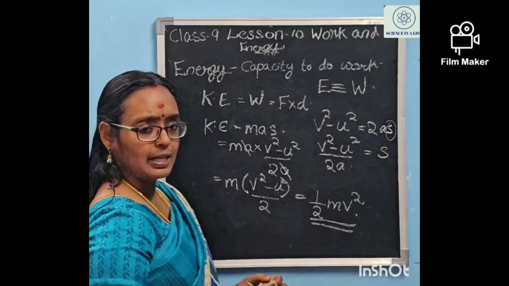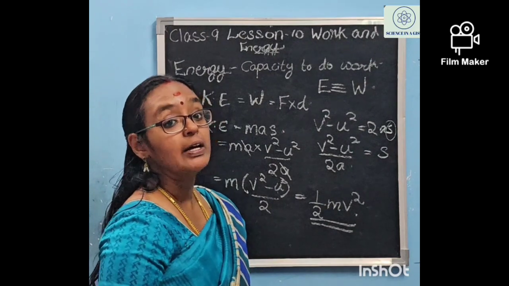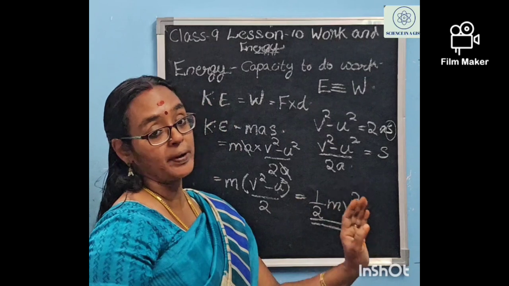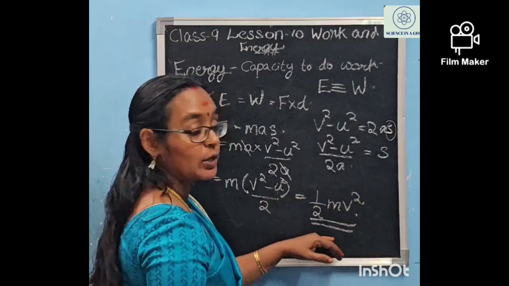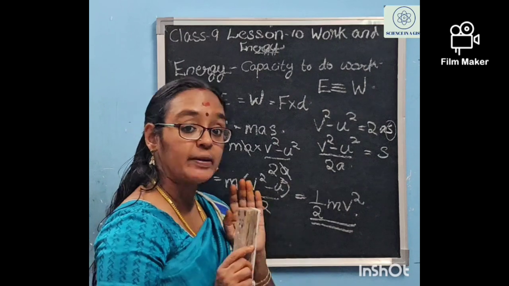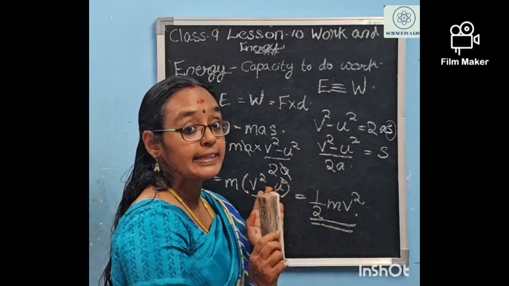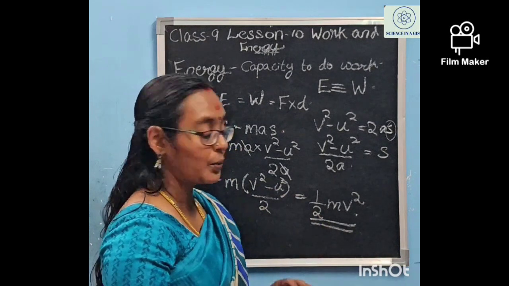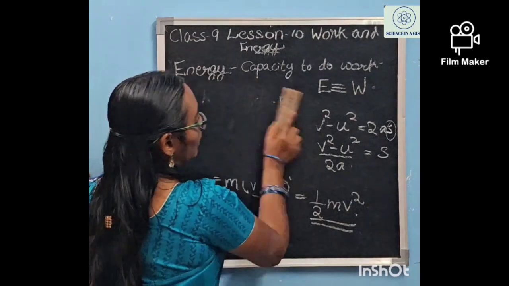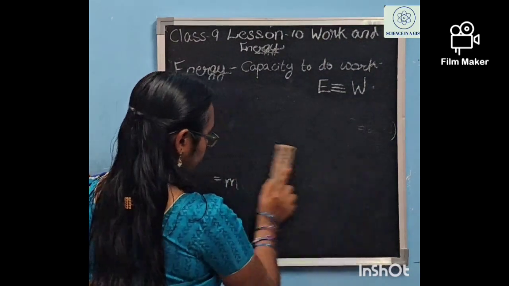Now, how is it derived? Only when the object is moving from rest, we got the equation of kinetic energy. So, what are we understanding? If the object is in motion, that object possesses kinetic energy. Now, we are moving on to potential energy.